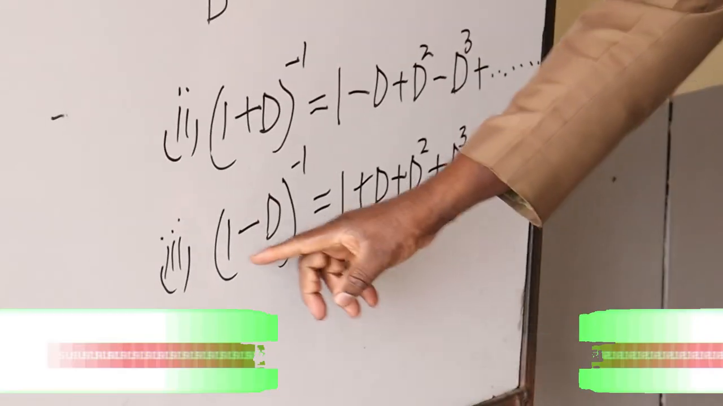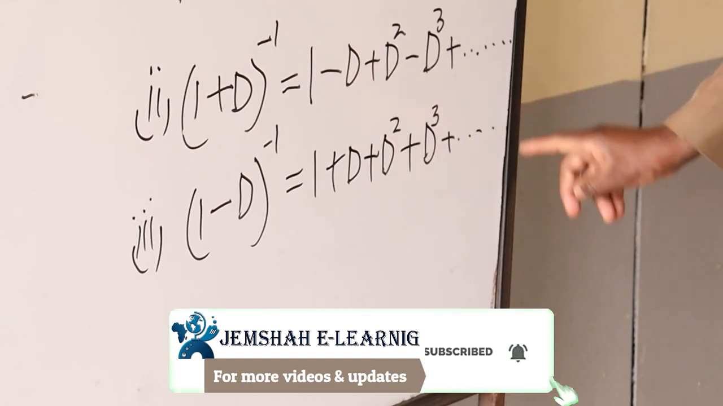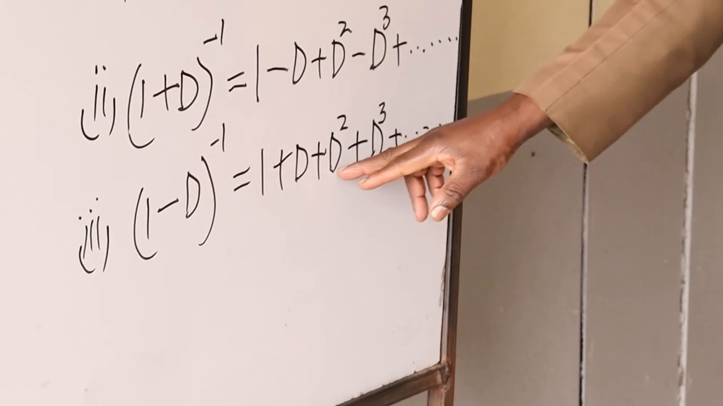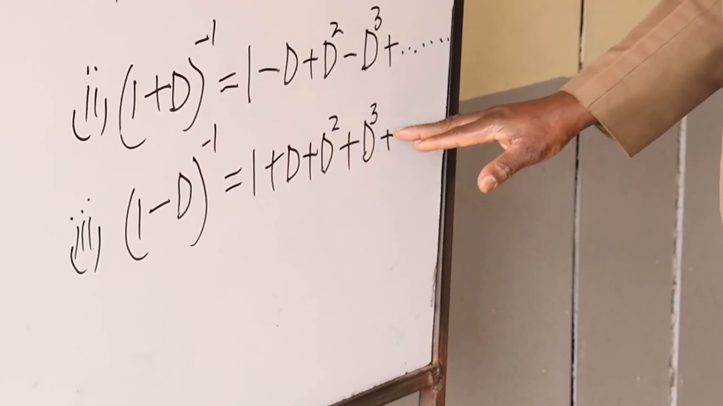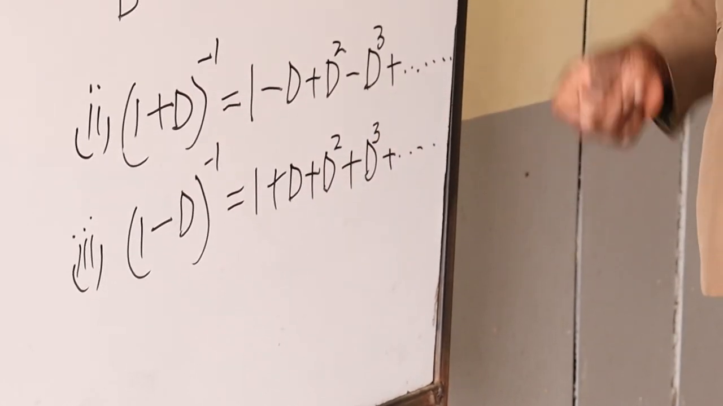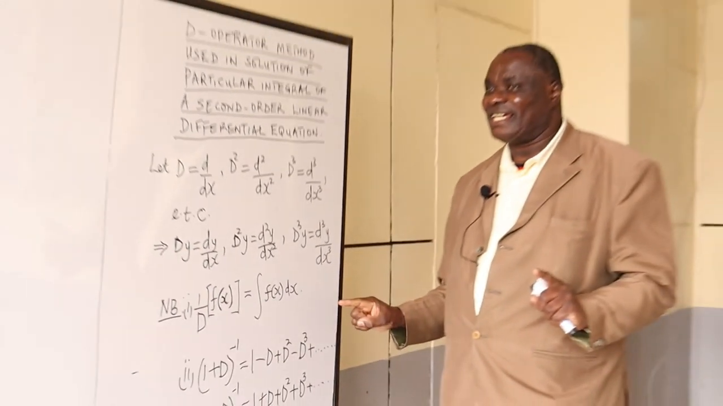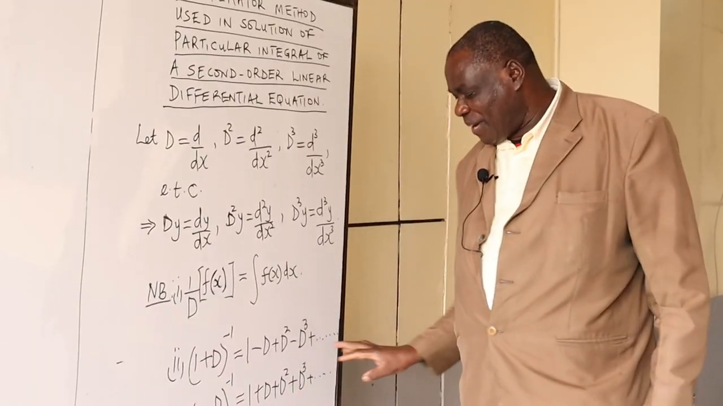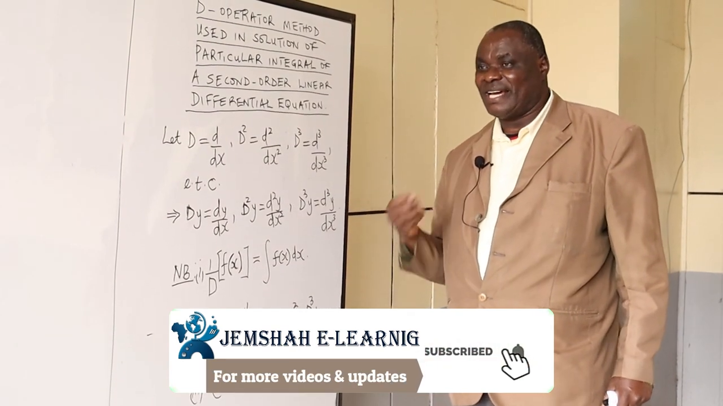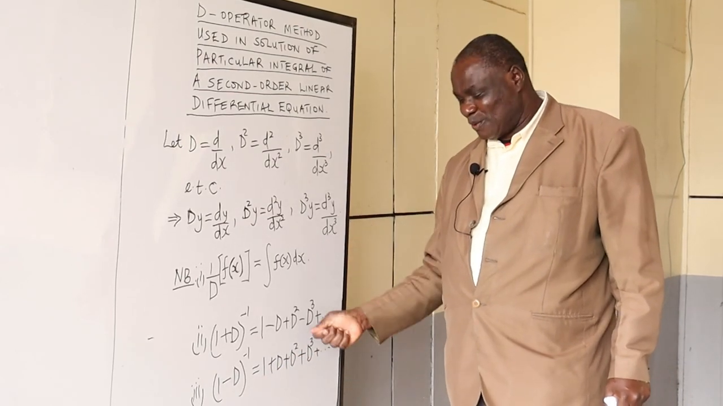In part three, we have 1 minus D raised to the power minus 1. If it is expanded using the binomial theorem, this is what we get: 1 plus D plus D squared plus D cubed plus others, meaning it will be an infinite series. Now, for a polynomial, depending on its degree, when this is applied to that polynomial, the result will be finite and it will converge. And therefore, that is what we are going to use.